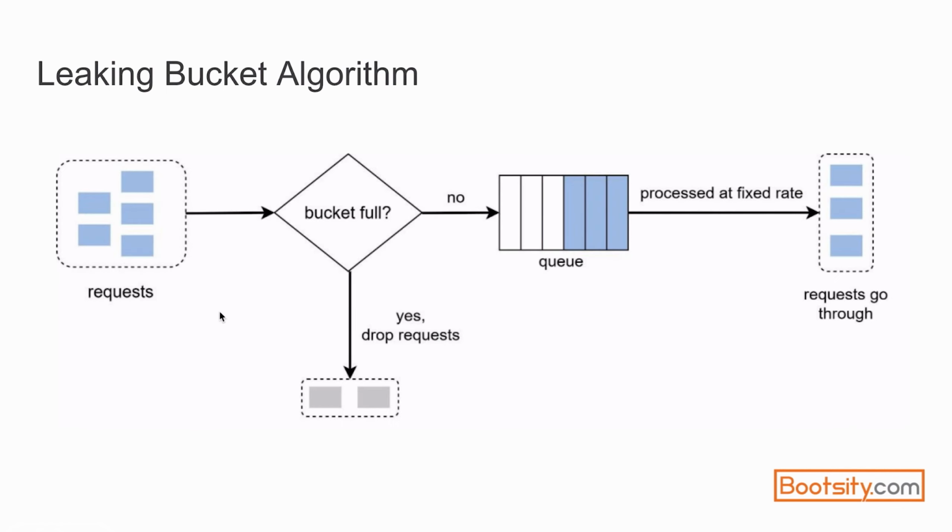Now when we are implementing it computationally, what we are going to do, we are going to implement one queue, and in this queue we will check if the queue is full or not. If the queue is not full, then we will put the request in the queue, and if the queue is full, then we will drop the request, and these requests go to the server at a fixed rate and the server responds back to the client.